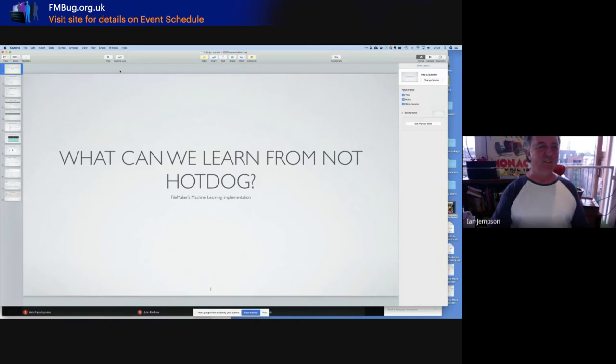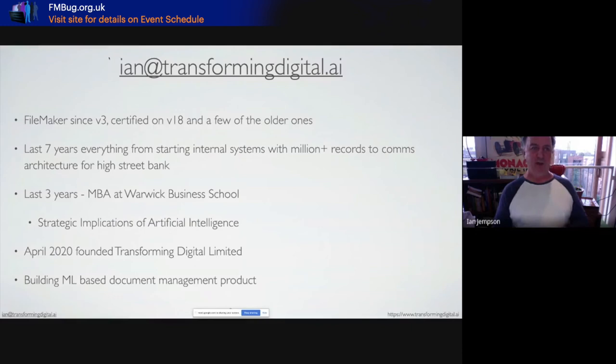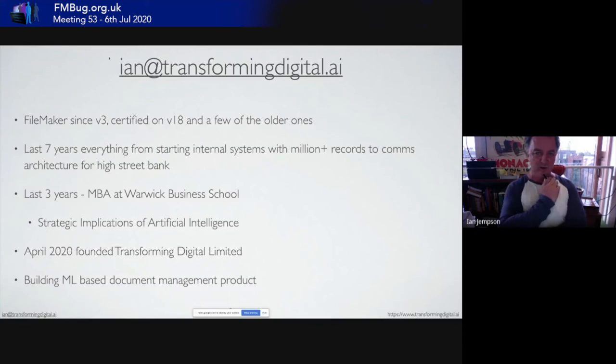So I'll just start the presentation then. I'll just introduce myself for those who don't know, because I think there's a fair number of people on here I've not actually met. I'm Ian Jempson. I've been using FileMaker since version 3, certified on version 18, and a few older versions. About 7 years ago, I moved away from FileMaker when a client offered me a position where I basically worked on everything from internal systems with millions of records to doing the comms architecture for one of the major UK high street banks when we changed to incorporating email. The last 3 years, I've been doing my MBA at Warwick Business School, and my dissertation was on the strategic implications of artificial intelligence.